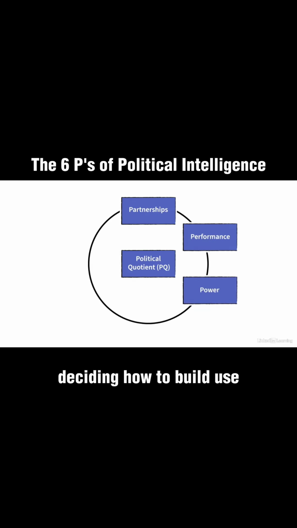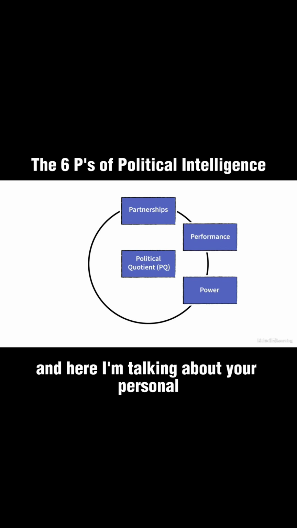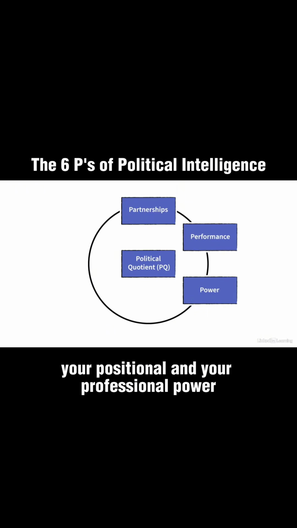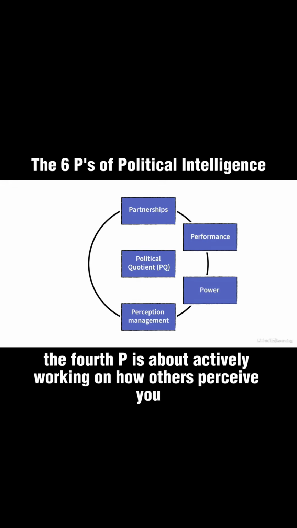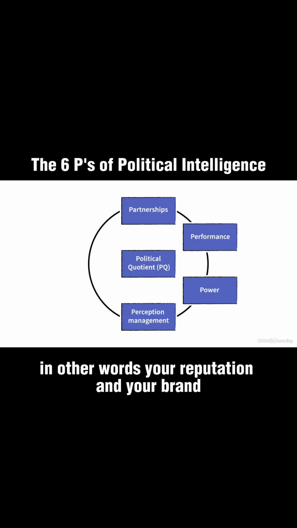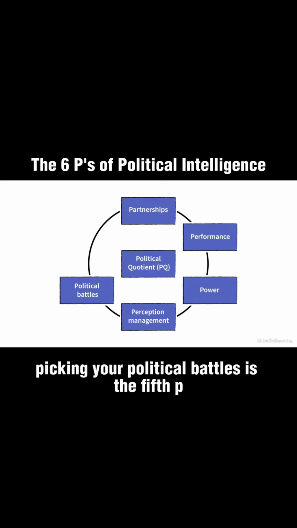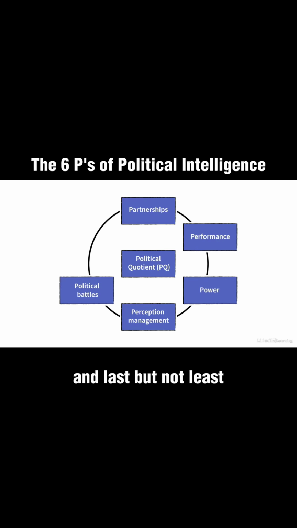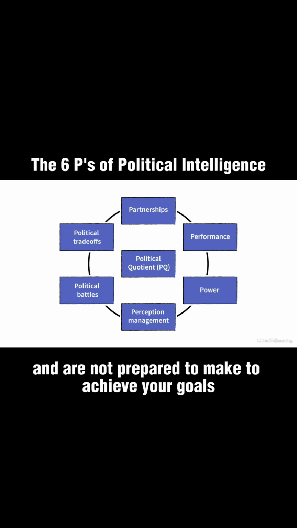Deciding how to build, use, and maintain your power takes you to the third P. And here I'm talking about your personal, your positional, and your professional power. The fourth P is about actively working on how others perceive you. In other words, your reputation and your brand. Picking your political battles is the 5th P. Spoiler alert, you can't ever win them all, so choose the ones that matter. And last but not least, you need to be clear about what political trade-offs you are and are not prepared to make to achieve your goals.